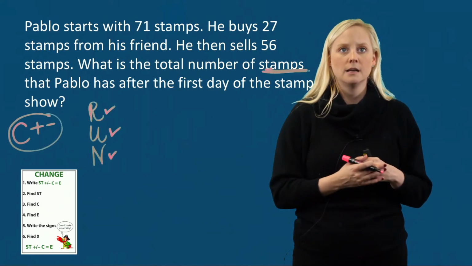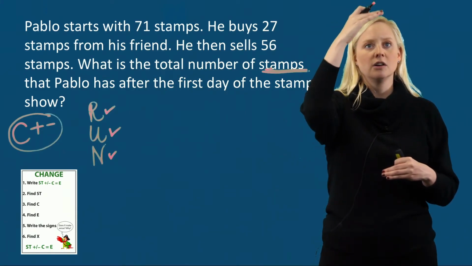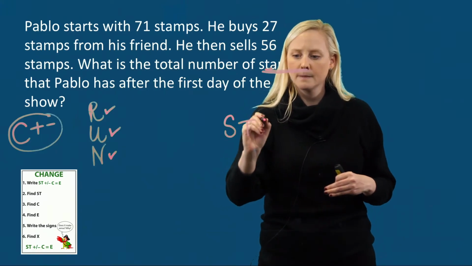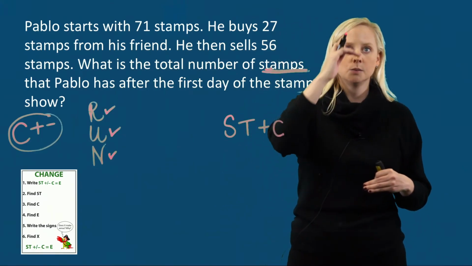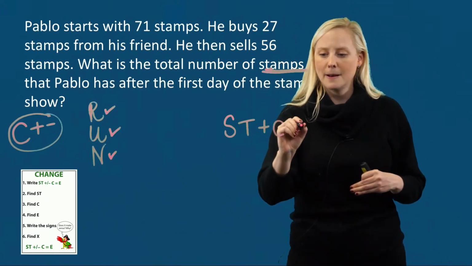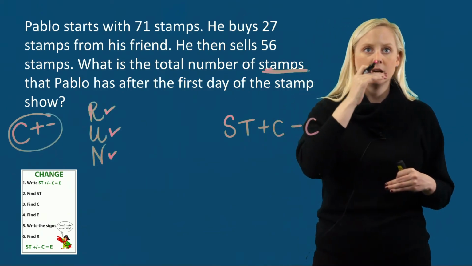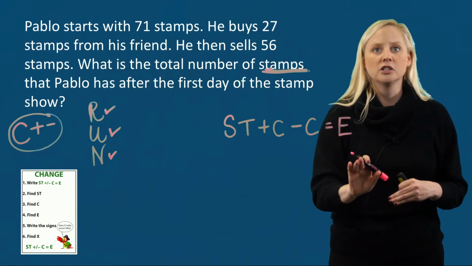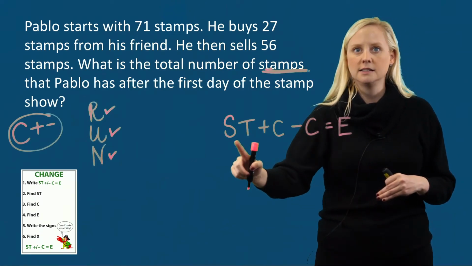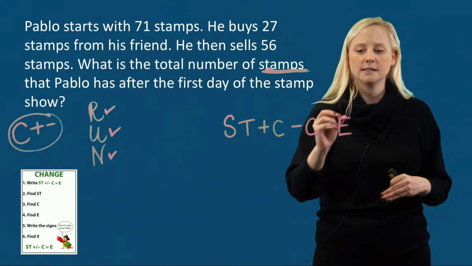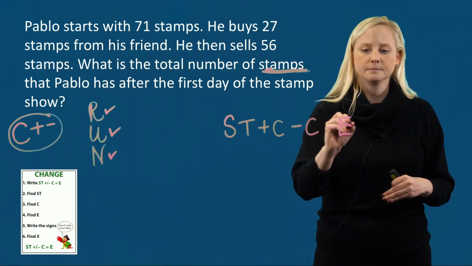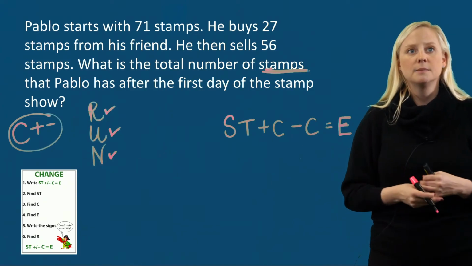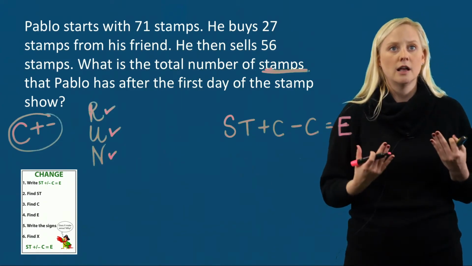Let me show you what I mean. Here we have a change increase, then a change decrease. So we're going to write ST plus C, because we bought the stamps, then minus C, because we sold the stamps, is the same as E. So our double change equation for this problem is ST plus C minus C is the same as E. Now I can just continue to follow my change steps. Step 2 is find the start amount, or starting amount.